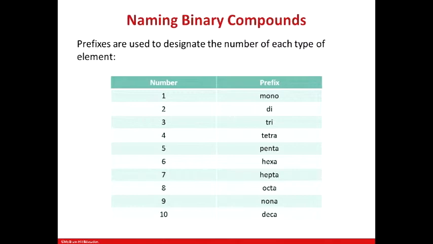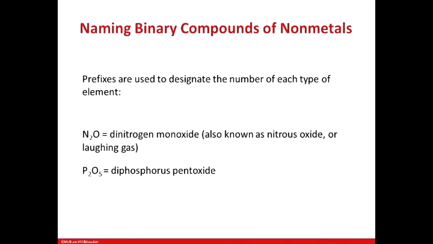Again, this lecture is moving at a faster pace than it would in the live lecture. Naming binary compounds from nonmetals. We have prefixes that are used to designate the number of each of the elements, and we will go over these in work sessions and in recitations, and we will actually work through these independently. In the lecture, we will walk through the material, and then we will work on these in a different session. Here we have N2O, which is dinitrogen monoxide, also known as nitrous oxide or laughing gas.